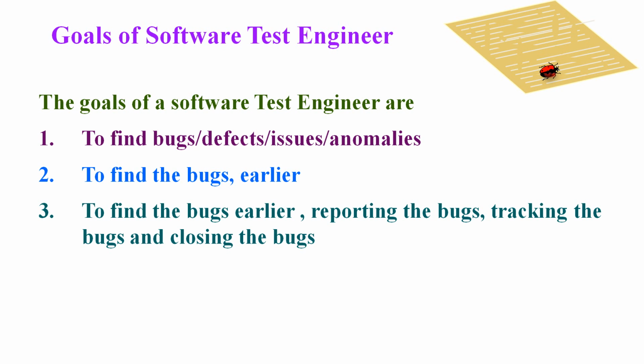So these are the primary goals of the software test engineer. There may be so many other goals and activities of the software test engineer, but one of the primary goals is to find the defects at the early stage, and then report the defects, track the defects and close the defects.